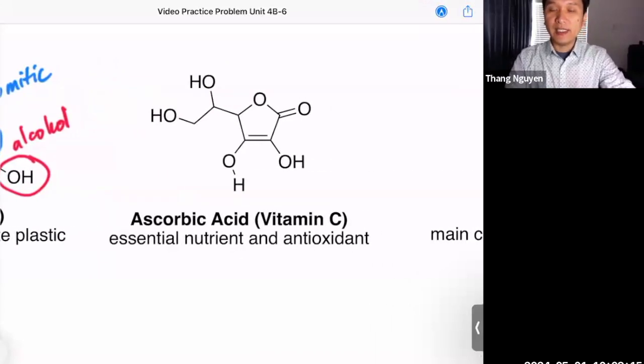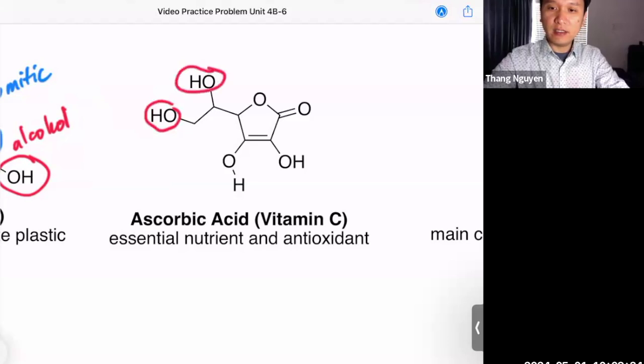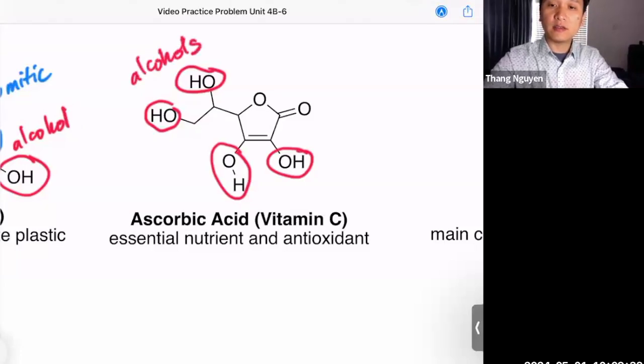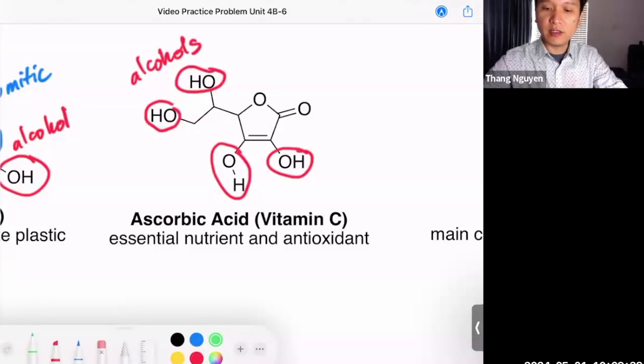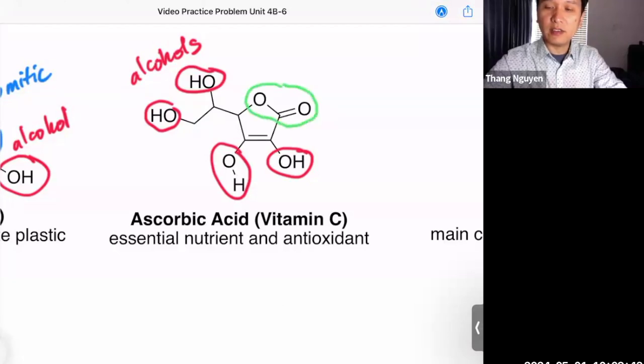Okay, ascorbic acid, aka vitamin C. It has a lot of oxygen, so let's do those first. We have that OH, that OH, that OH, and this OH. I'm going to circle in red, they're all alcohols. So we have something else that's different in this molecule though. We have this one, a carbonyl this time bonded to an oxygen. A carbonyl bonded to an oxygen. So we call this an ester. And lastly, that's just our friendly alkene, carbon-carbon double bond.